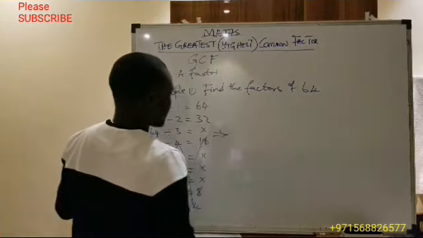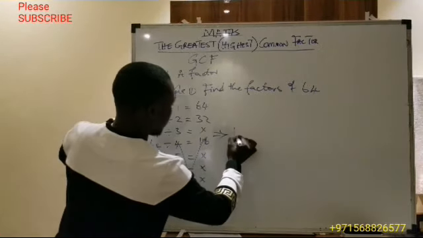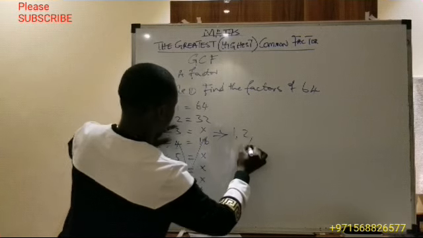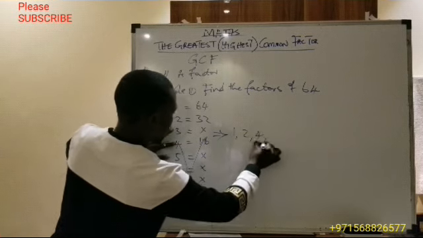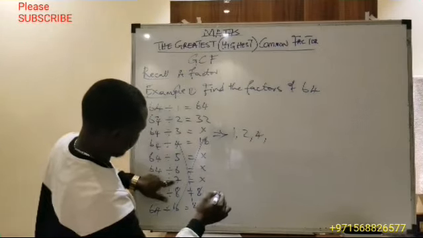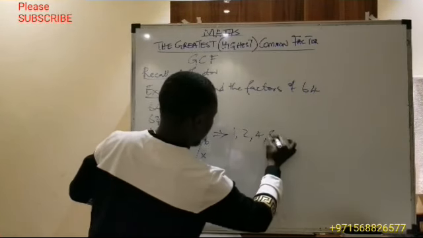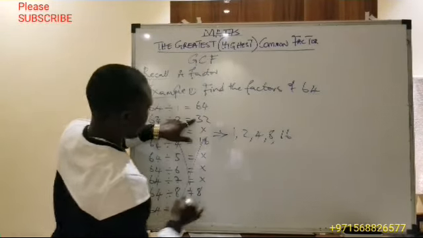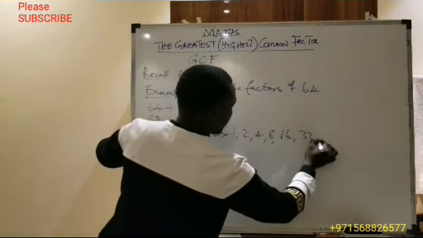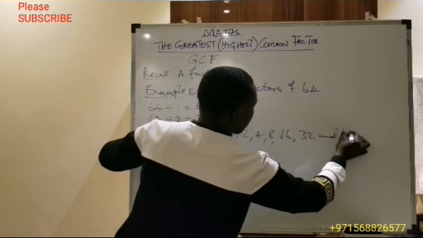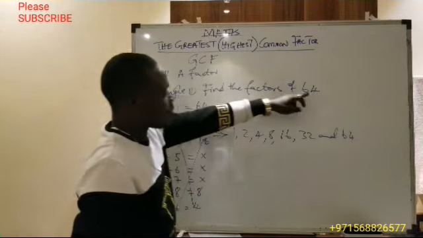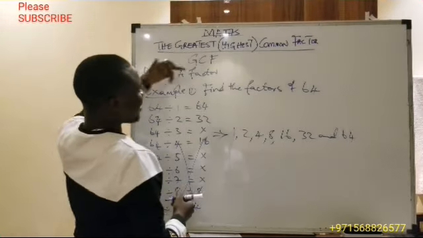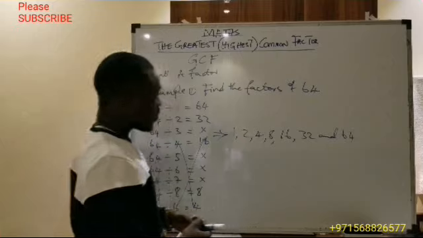This implies that 1, 2, 4, 8, then 16, 32, and 64 are factors of 64. So that is the highest common factor. That is where we are going now.